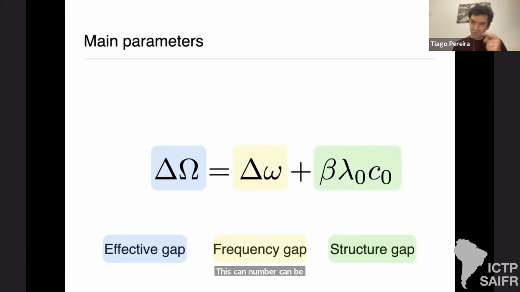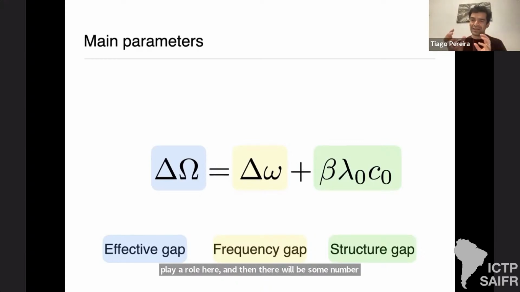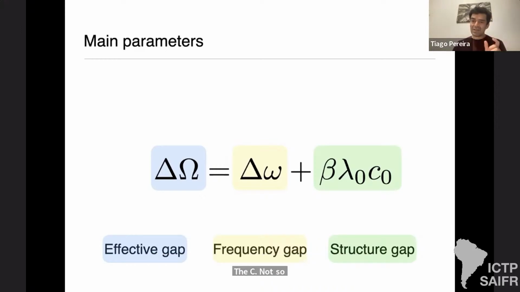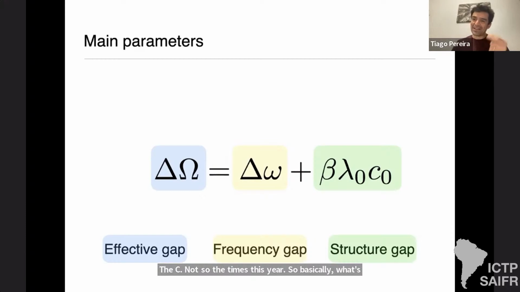And then there will be some number popping out from the connection between network and dynamics, which we call the structural gap, which is beta times c_0. So beta times the shear. Basically what the shear does after you rescale the model is play the role of a frequency and speed up the frequency of the oscillator. This is the main effect of the shear, and that's easier.